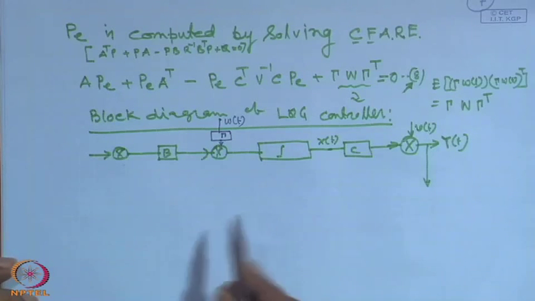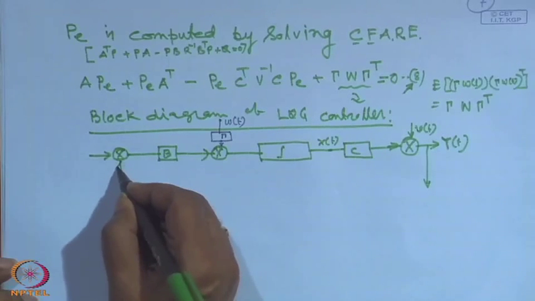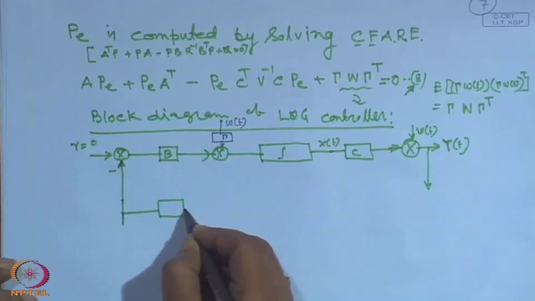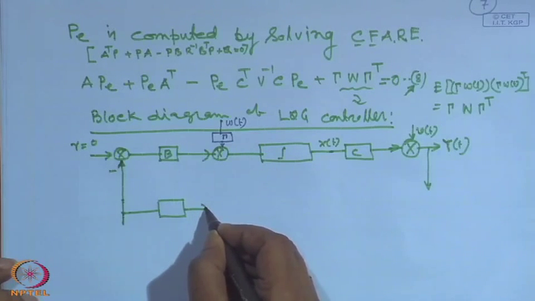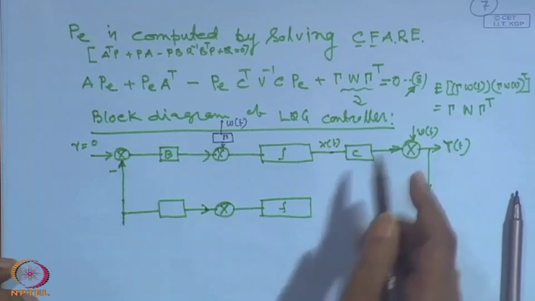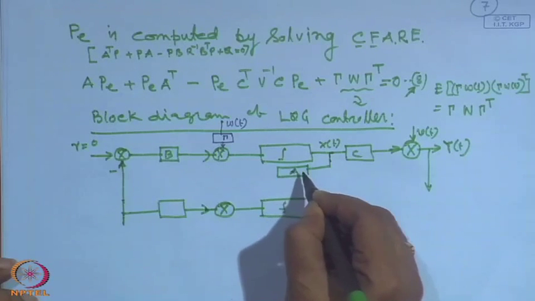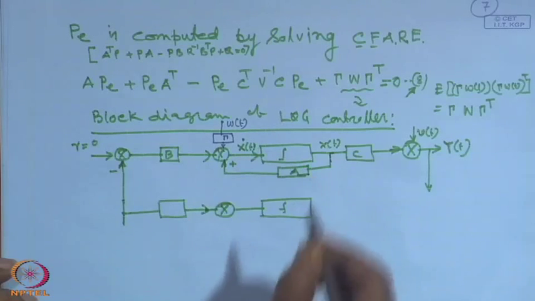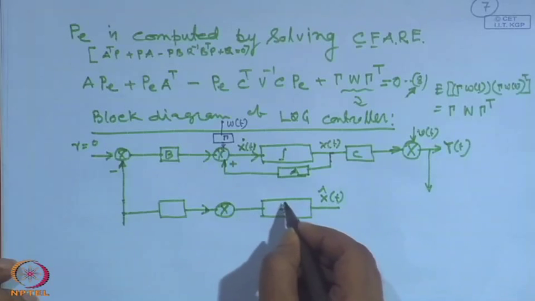Now again you can see here, this is the reference input, let us consider 0, then we have B. The structure of the estimator is the same as the structure of the actual plant. Then integrator. Here the system matrix A is there, and it comes here with plus. This signal is x dot of t, agree? Then it will come as x hat of t. So this is the integration.